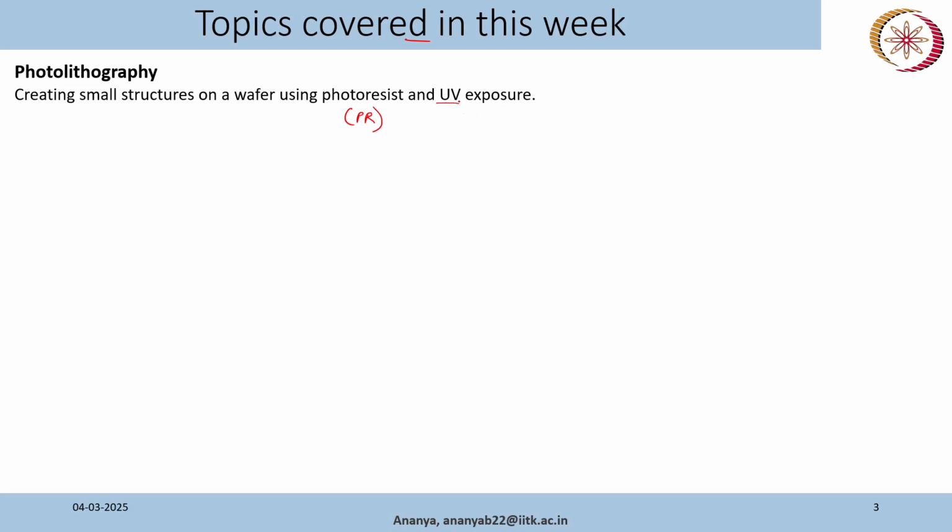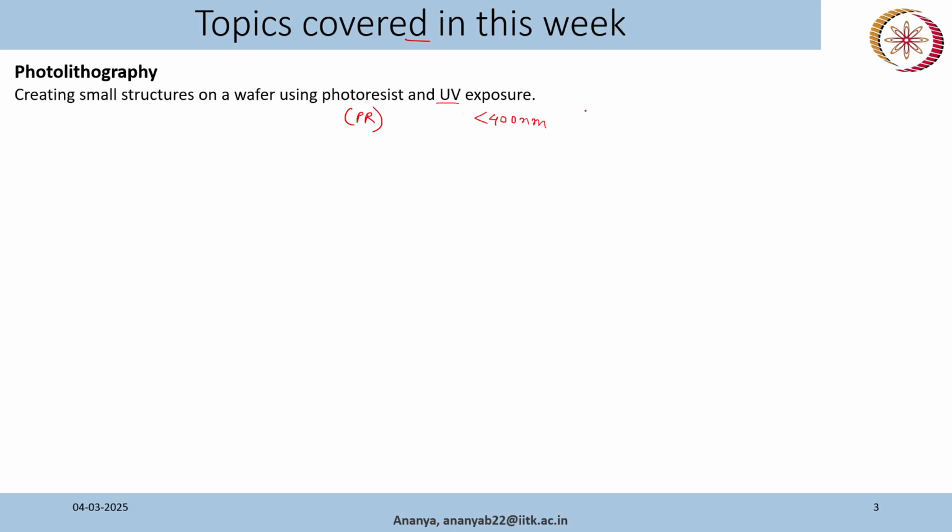So UV, ultraviolet, the wavelength of UV will be less than 400 nanometer. So visible wavelength is from 400 to 700 nanometer, and UV wavelength will be less than that. Okay. We use different UV light, different source. Depending on the source, the wavelength can be different, but the wavelength is in the UV range.